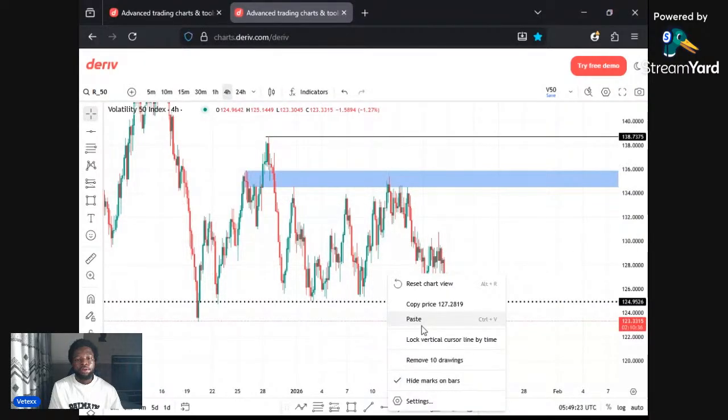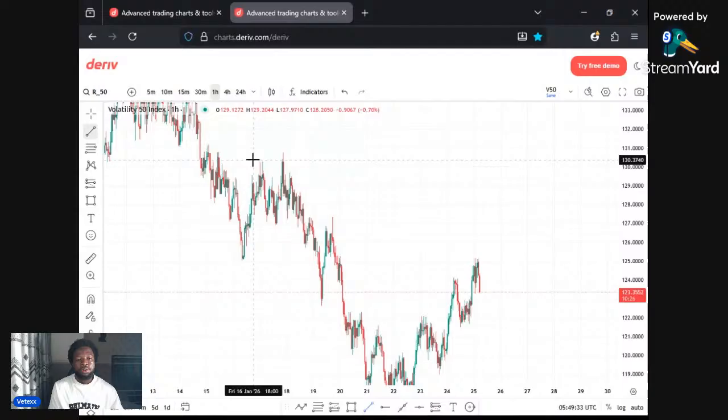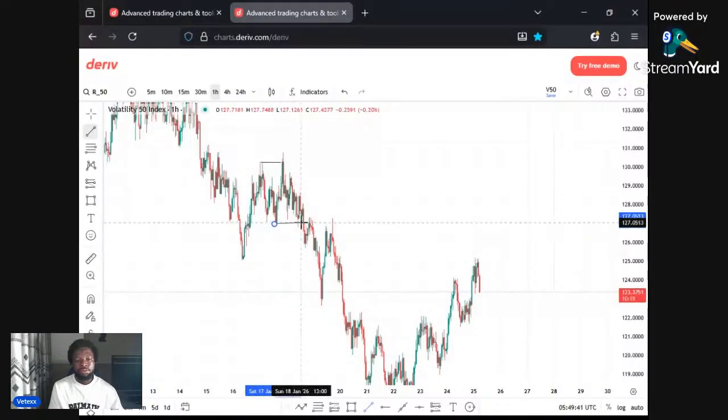So let's go to the 1 hour time frame. On this 1 hour time frame, you can see clearly that we have our rule number one, which is the sweep of liquidity. We have our rule number two, which is the first break of structure.